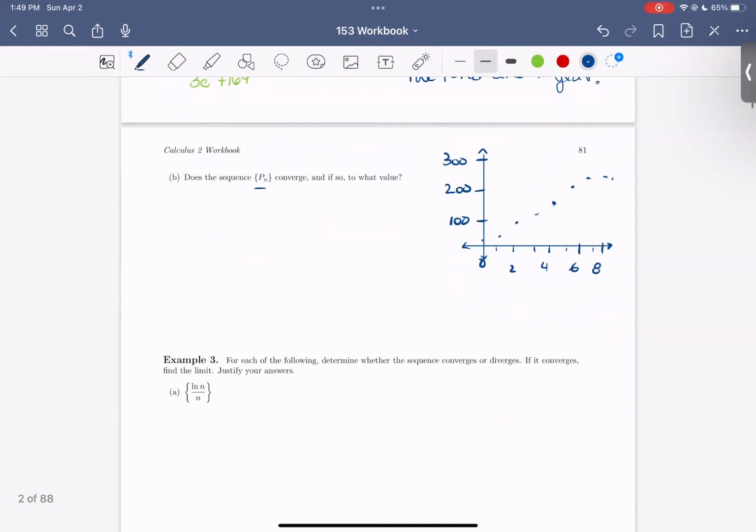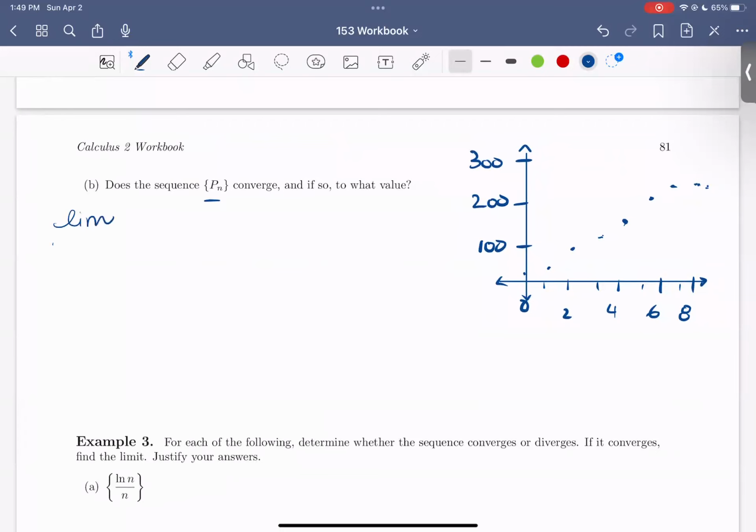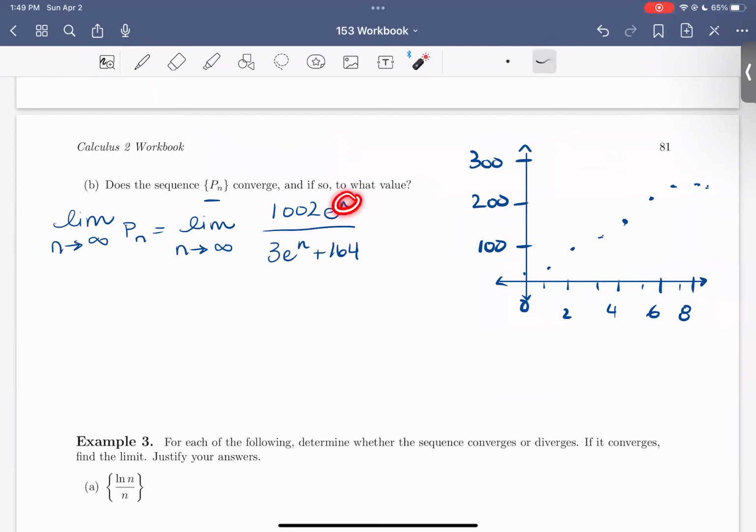Well, we can set up a limit just like we've done with functions. So we can consider the limit as n goes to infinity of P sub n. So that's going to be the limit as n goes to infinity of 1002 e to the n over 3 e to the n plus 164. Now what happens when n blows up? This exponent gets larger and larger. The numerator is going to blow up, go to infinity, but also the denominator will go to infinity.